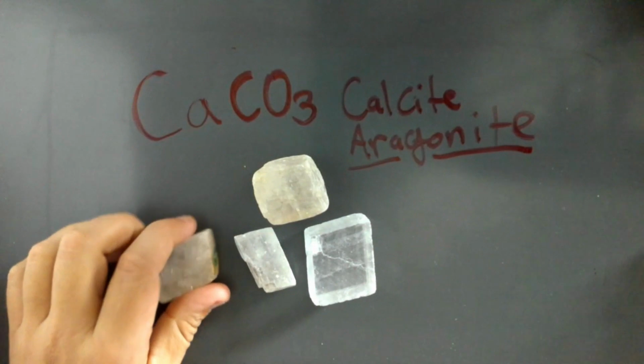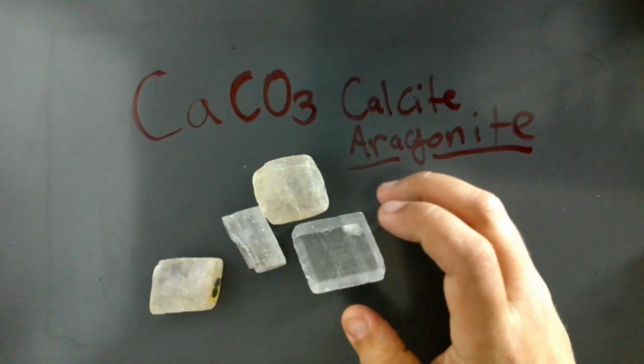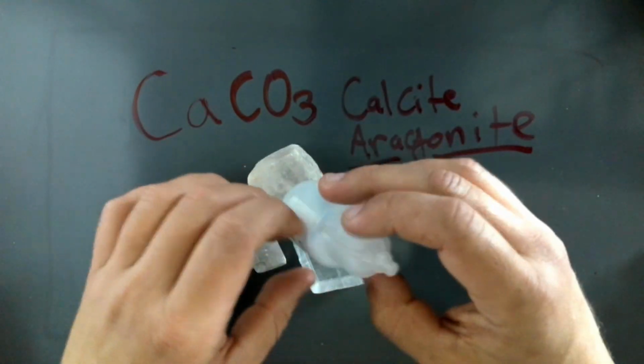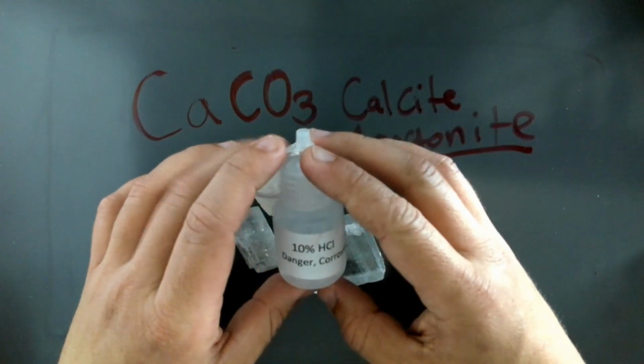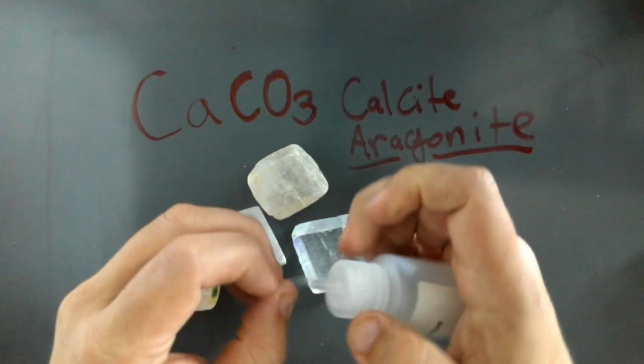So what you see right here are pieces of the mineral calcite. I just want to show you this. So this right here is some, I hope you can see this okay, this is actually some HCl, hydrochloric acid.